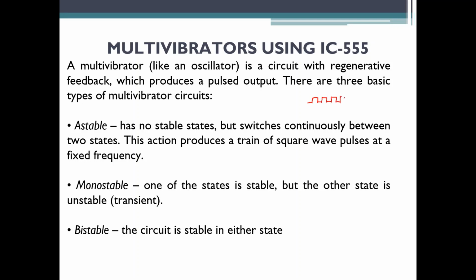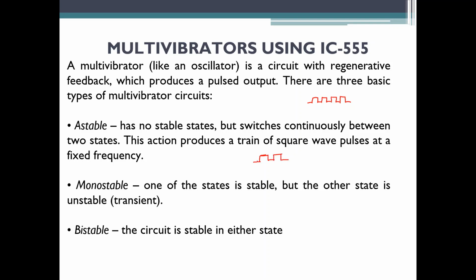Based on the pulses this multivibrator circuit produces, they can be categorized into three major categories. One is called the astable multivibrator, the second one is monostable, and the third one is bistable. When we speak about astable, as the name says, this is a multivibrator circuit which produces pulses, but none of the pulses are stable. Astable has no stable state, but switches continuously between two states, which means that it is going to produce a pulse like this.